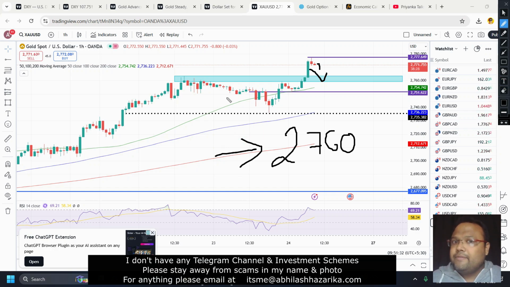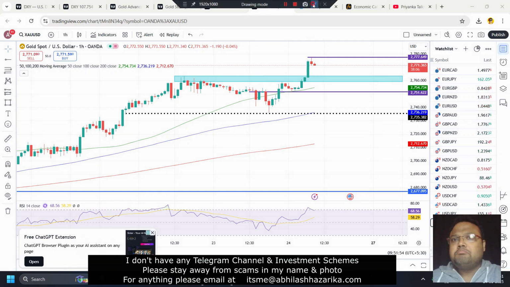Why are we considering 2760? Because of simple price action here. We can clearly see the previous resistance will be working as support, and so far we have seen that price action is doing a fine job. Yesterday also we got a nice buy around 2735.